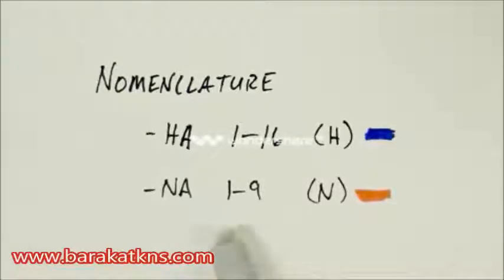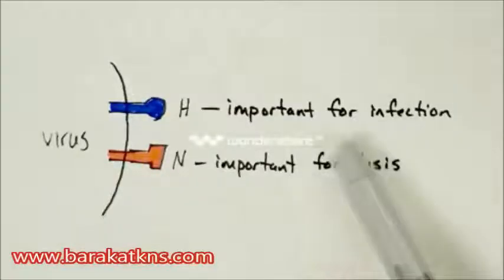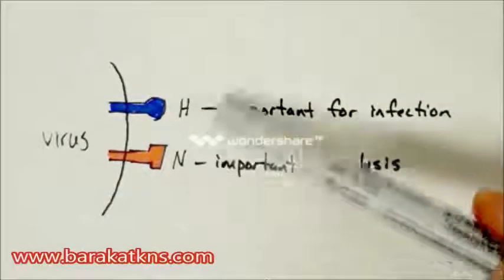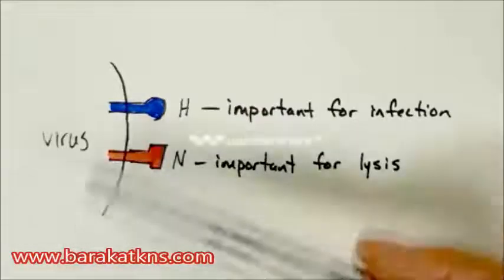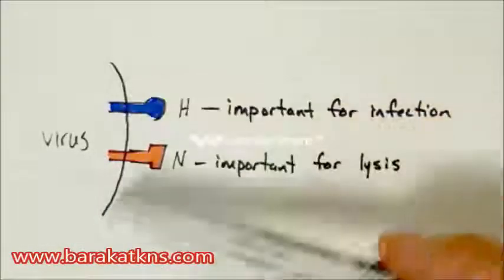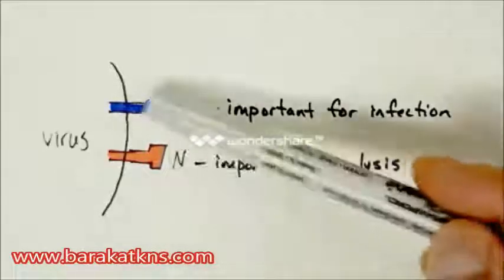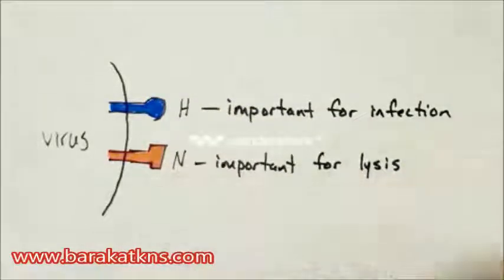And this particular protein is associated with the actual ability of the virus to break open the cell to release more viral particles. So once again, kind of review. The H and the N proteins are proteins found on the surface of the virus. So here's the virus, and here's the surface, and here are the two proteins, one shown rounded in blue and the other in orange and square.